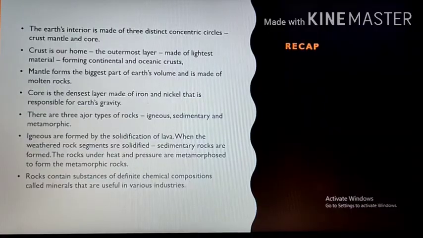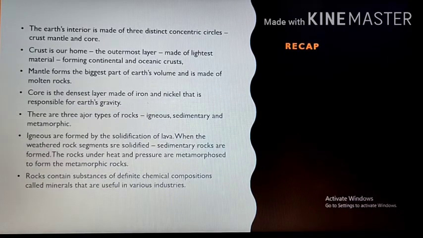So let's have a recap of this chapter. The Earth's interior is made up of three distinct concentric circles: crust, mantle, and core. Crust is our home, the outermost layer made of lightest material, forming continental and oceanic crusts. Mantle forms the biggest part of Earth's volume and is made of molten rocks. Core is the densest layer made of iron and nickel that is responsible for Earth's gravity.